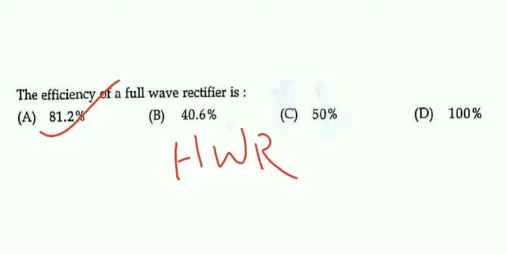The first question is the efficiency of a full wave rectifier. It's a well-known direct question. We know that the efficiency of a full wave rectifier is 81.2%. So option A is the right answer. For half wave rectifier it is 45.6%. So for half wave rectifier the option B is the answer, but here they asked a full wave rectifier, so option A is correct.